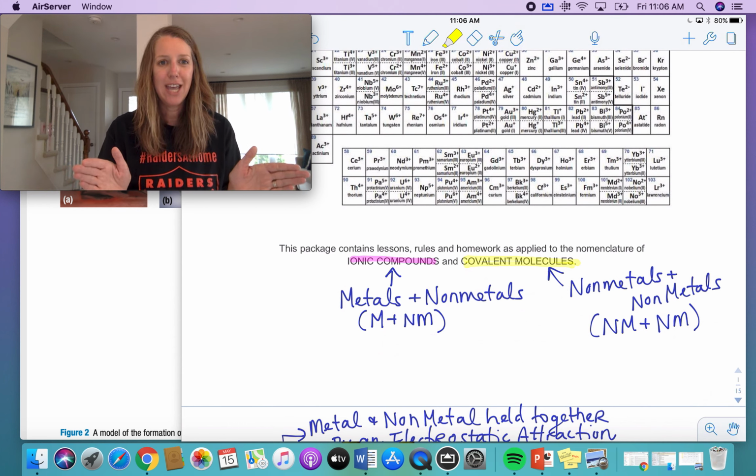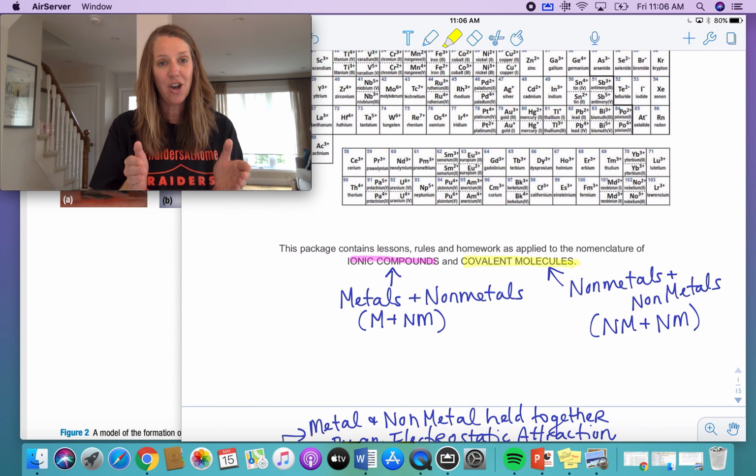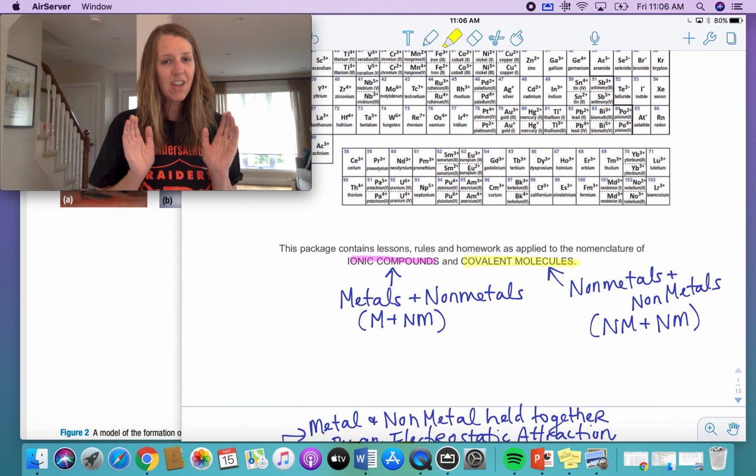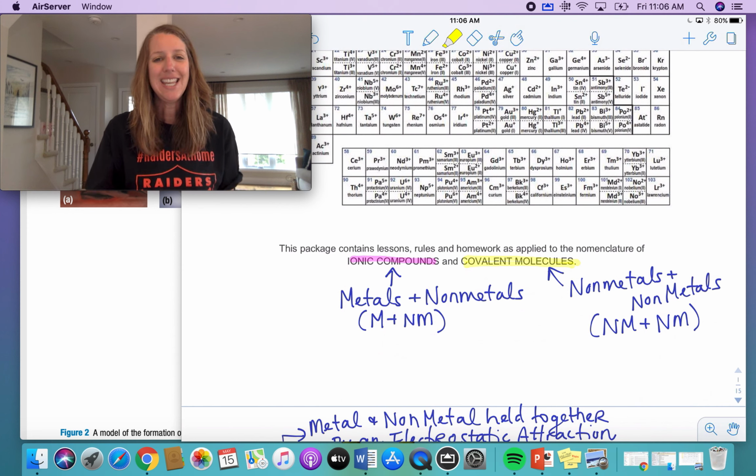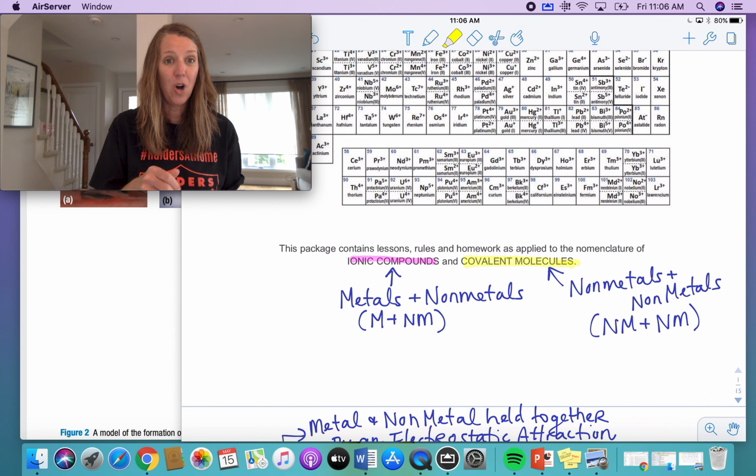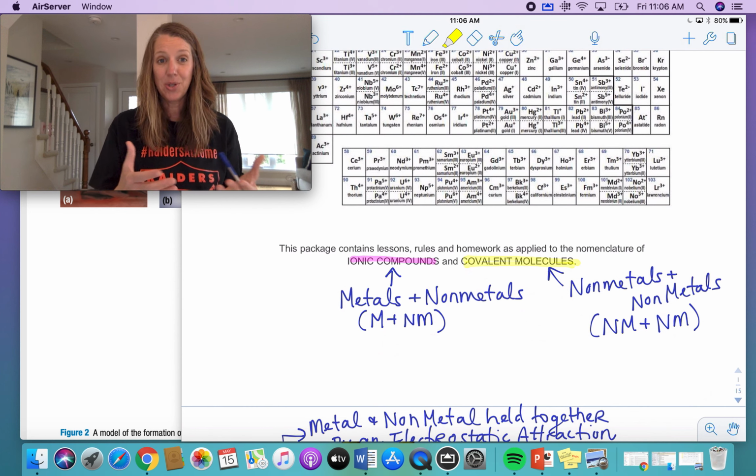I'm going to show you how that works and how the ratio in which these ions come together makes a compound that's ionic. These are the salts that you know. These are the compounds that, when you dissolve them in water, have charges to them, so they create electricity. You learned that in grade 9.